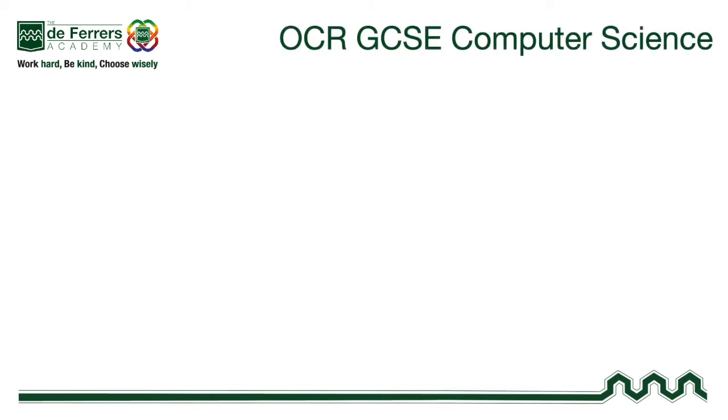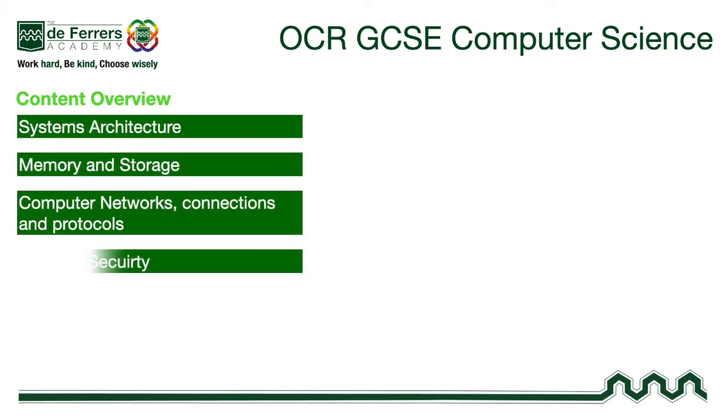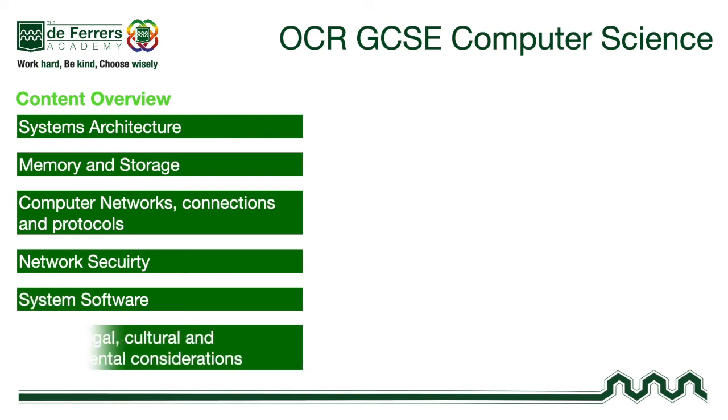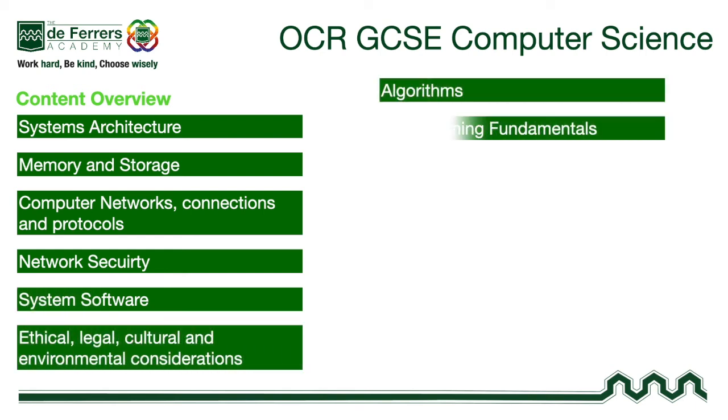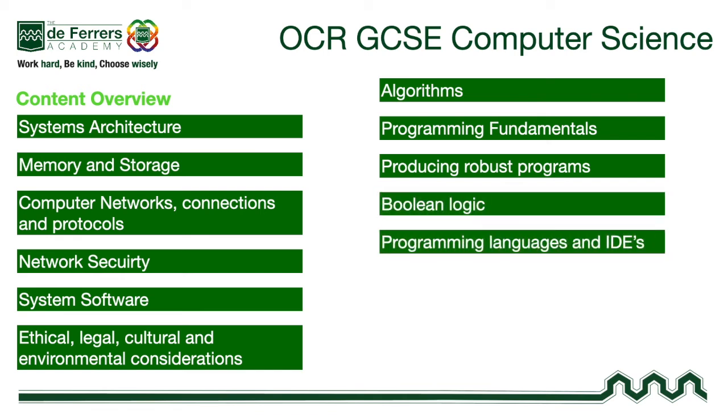Moving on to our IT and computer science qualifications, the first one that we offer is OCR GCSE Computer Science. Now, the course itself will be split into two components. The first component will look at the central processing unit, computer memory storage, data representation, wired and wireless networks, network topologies, system security and system software, and we'll also look at the ethical, legal, cultural and environmental concerns associated with computer science. Second component looks more predominantly at your programming skills and your understanding of the fundamentals of programming.